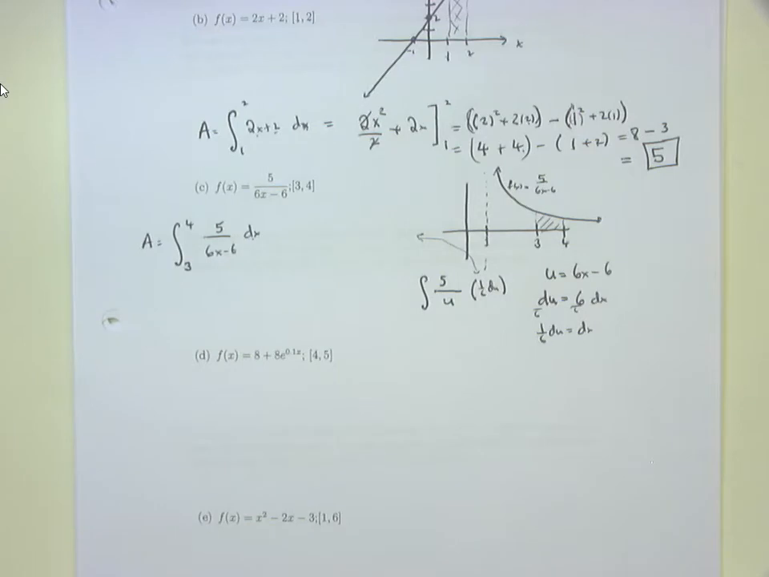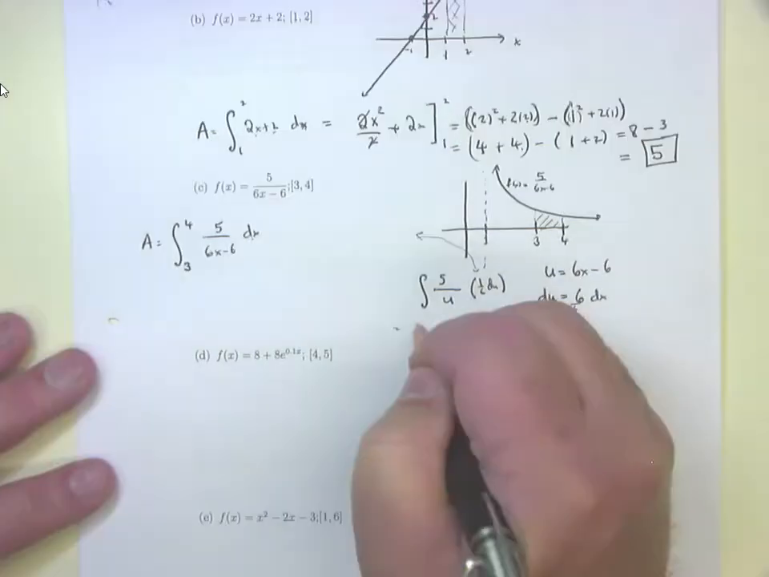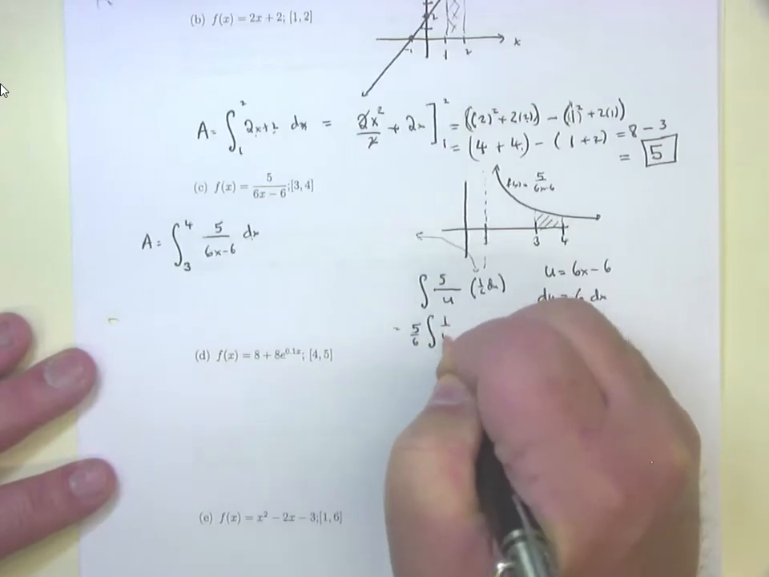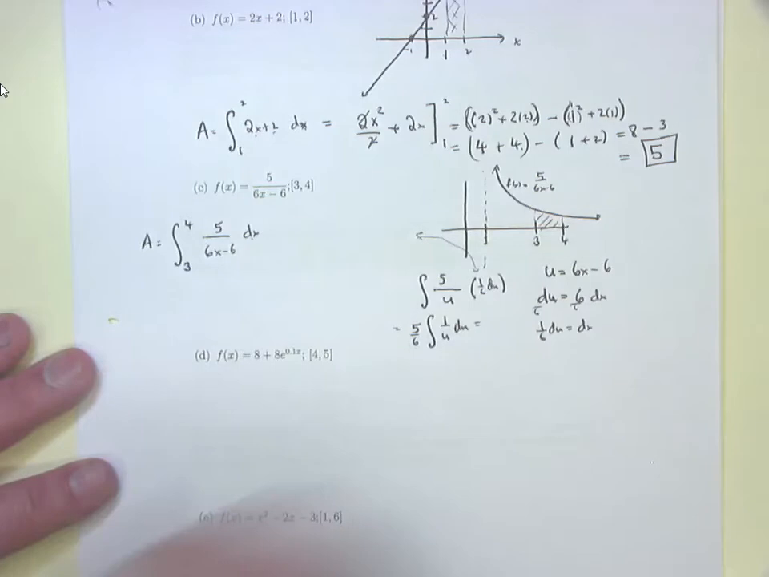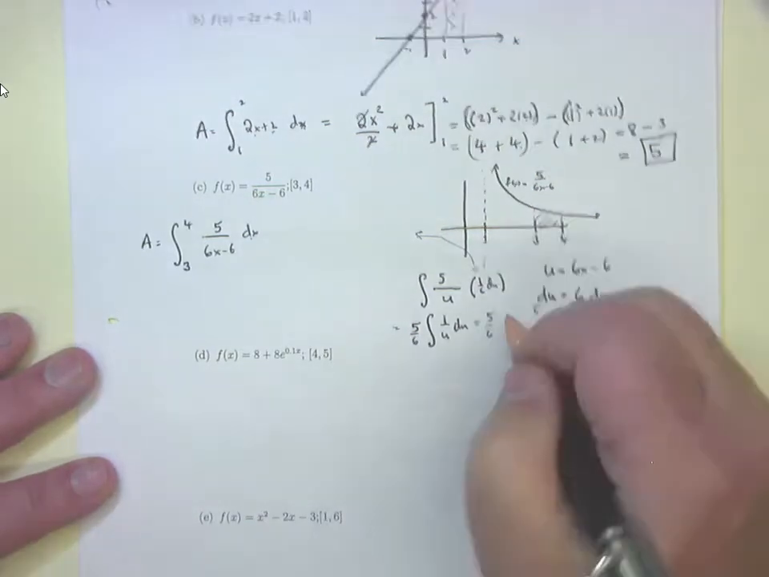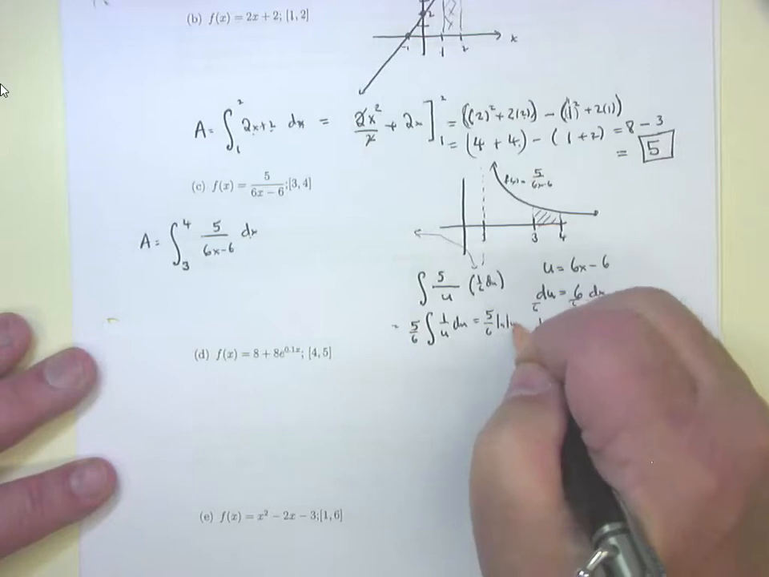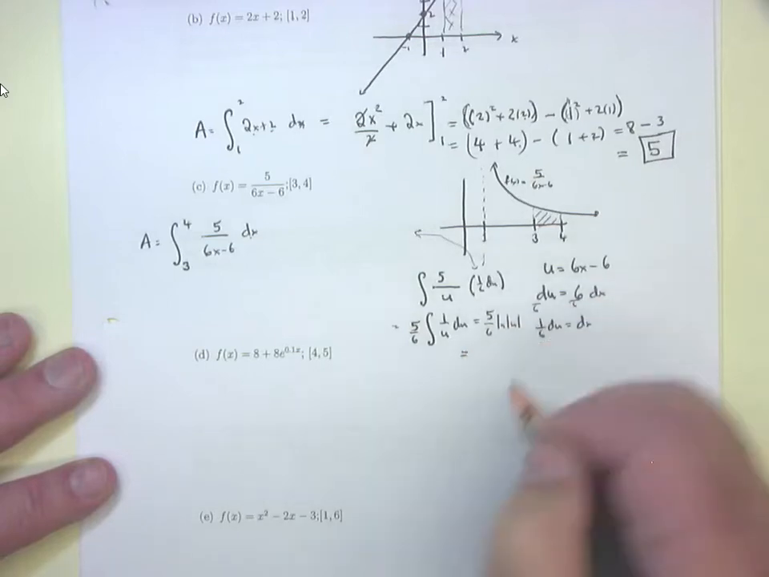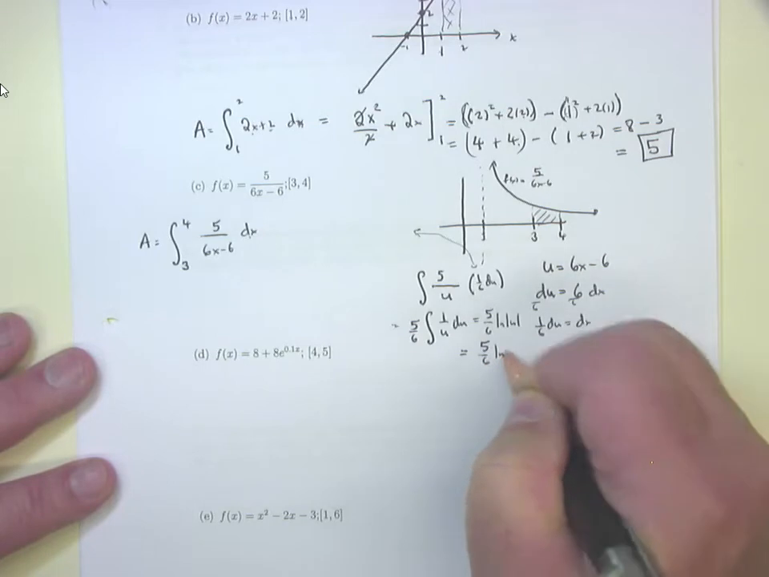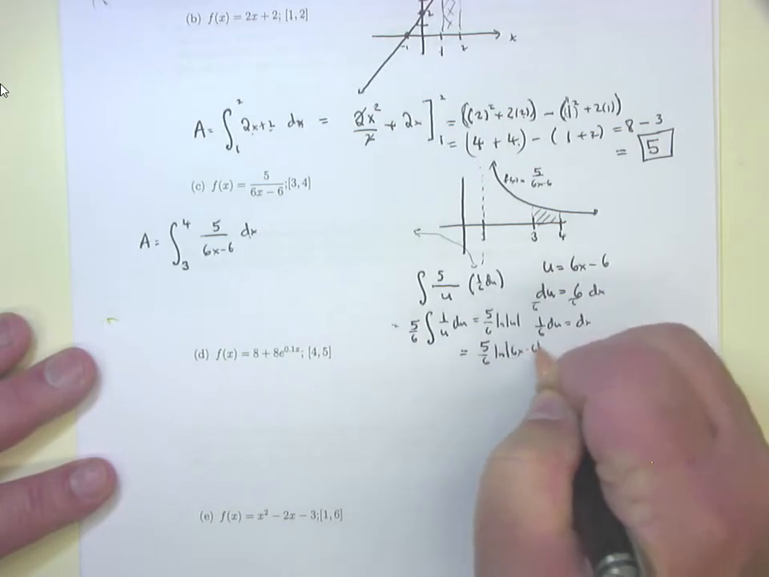What's 5 times 1/6? That's 5/6, and being a constant goes out front. The integral of 1 over u du. So that would be 5/6. What's the integral of 1 over u du? Natural log absolute value of u. And then the last thing you do is you back substitute. So this would be 5/6 natural log absolute value of 6x minus 6.